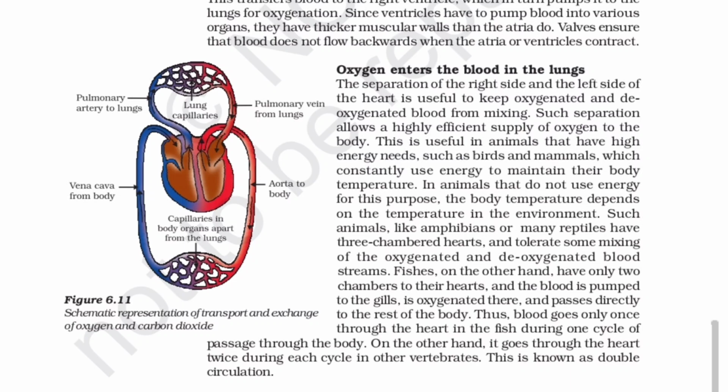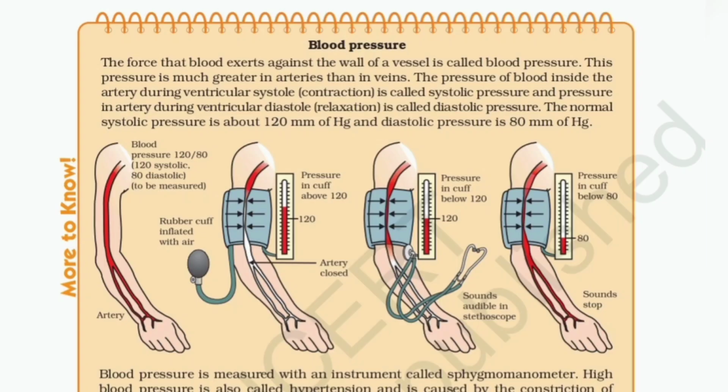Thus, blood goes only once through the heart in the fish during one cycle of passage through the body. On the other hand, it goes through the heart twice during each cycle in other vertebrates. This is known as double circulation.